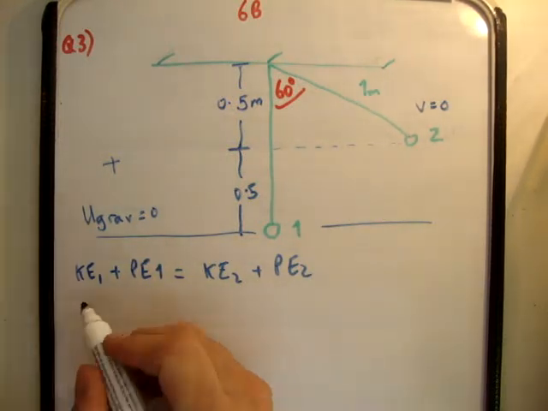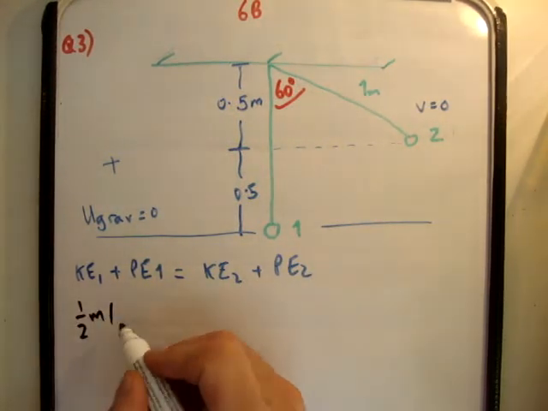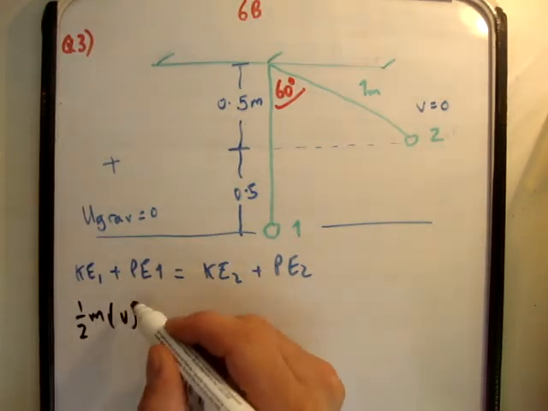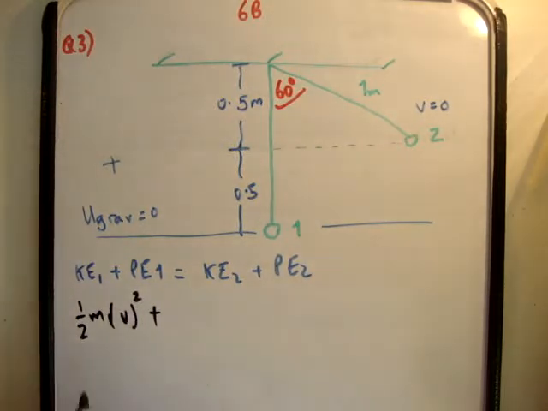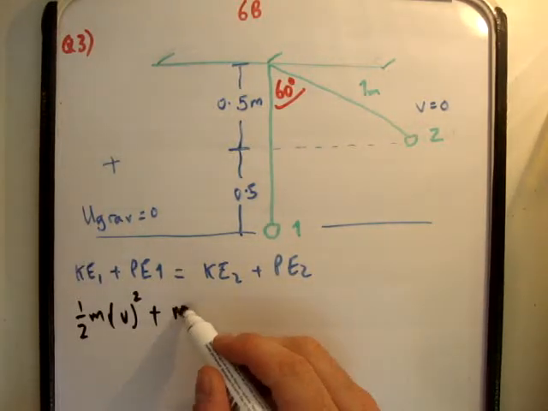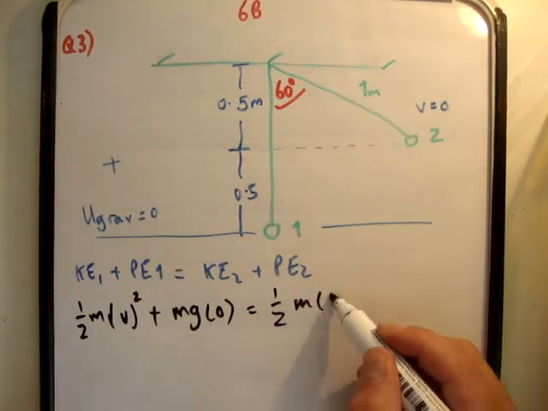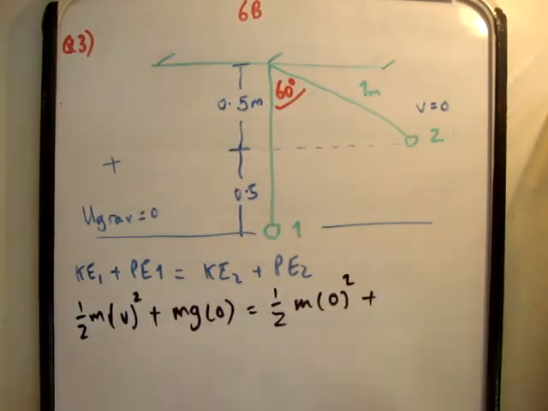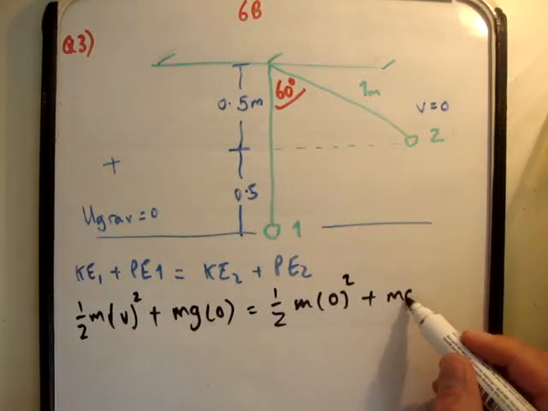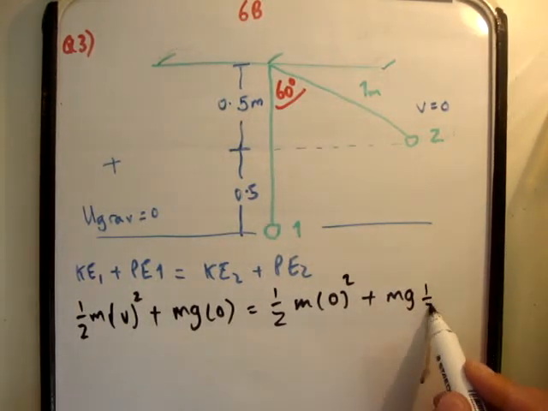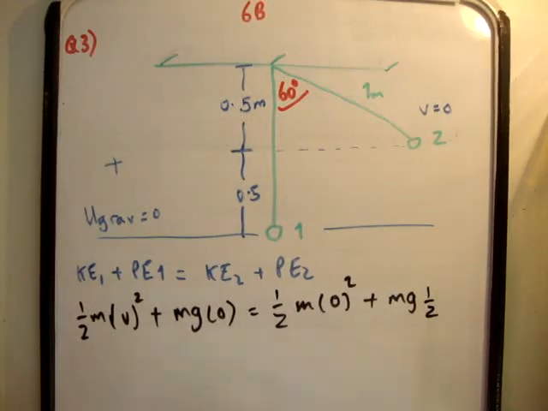So the kinetic energy at point 1 is a half m times, well that's what we're finding, v squared, plus the potential energy, well I said it's 0, we'll say mg times 0, is equal to a half m times 0 squared plus mgh. And we know h is a half, like that. Alright, so we know this is equal to 0 and so is this.